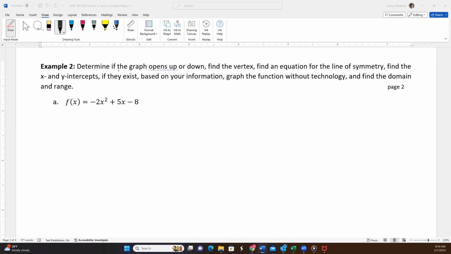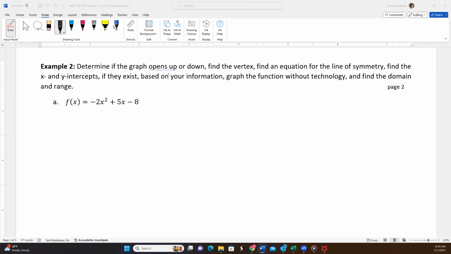Here you can see in example 2, it wants us to find out everything about the parabola and then graph it without technology. Specifically, it says determine if the graph opens up or down, find the vertex, find the equation of the line of symmetry, x and y intercepts if they exist, and based on your information, graph the function without technology, and then find the domain and range. This is going to be a very important thing as we move forward because we want you to be able to graph a quadratic function without technology.